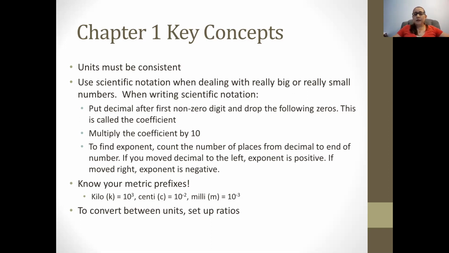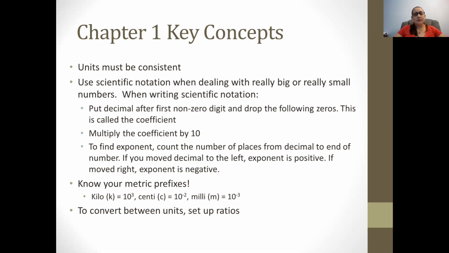When we're dealing with really big or really small numbers, best practice is to use scientific notation. So even that gravitational constant that I mentioned to you, 6.67 times 10 to the negative 11, that's scientific notation, right? It's just a way to shorten these really long numbers, whether they're big or small.